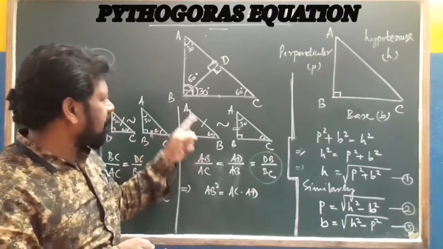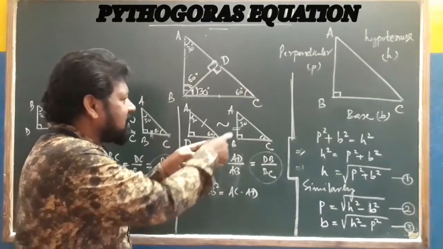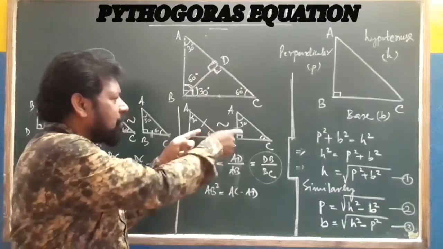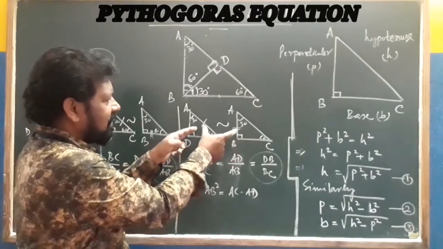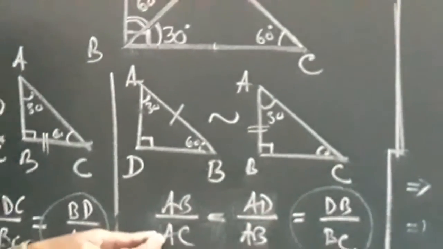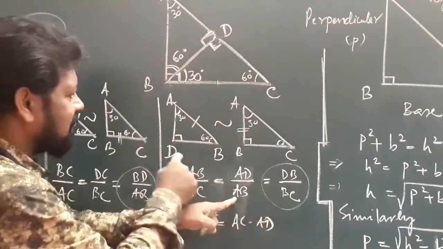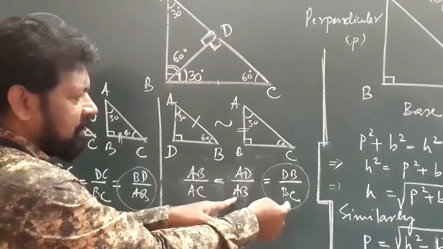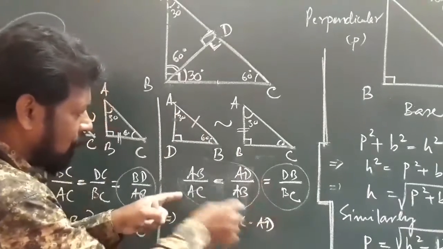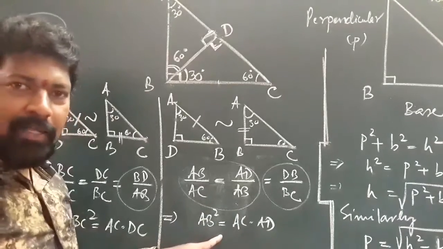Here AD, DB, AB. Here AB, BC, AC. Here AB is there and here also AB is there. Just mark that one. This is AB, this is AB. So if these two are similar, then you have AB by AC equal to the second side, AD by AB, equal to the third side, DB by BC. But here one of the sides, AB, is common. Taking these two together, if you cross multiply, AB into AB, AB square will be equal to AC into AD.